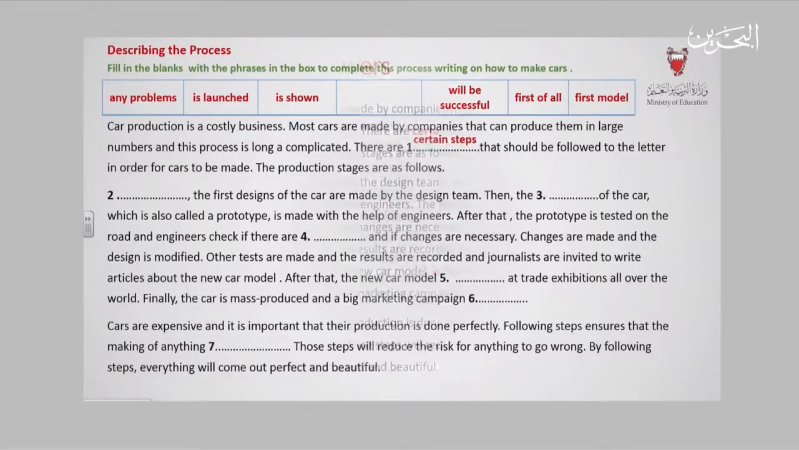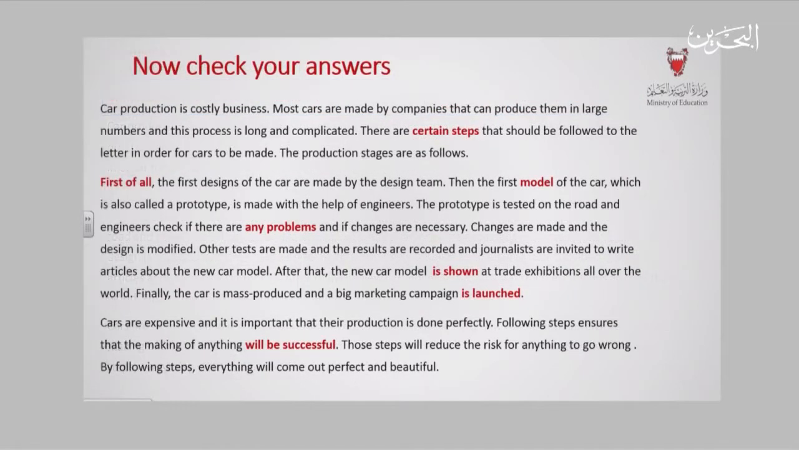So, car production is a costly business. Most cars are made by companies that can produce them in large numbers, and this process is long and complicated. There are certain stages that should be followed to the letter in order for cars to be made. The production stages are as follows. As you can see, this is the introductory part, the introduction. Now, why did they write "first of all" here in the body? Because now they'll start talking about the process.